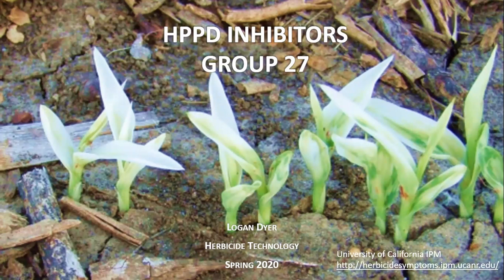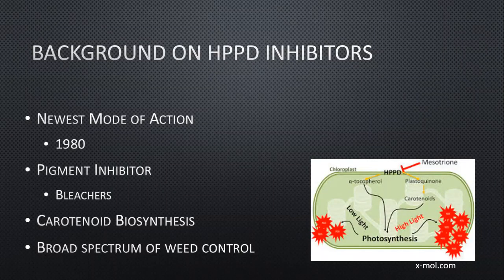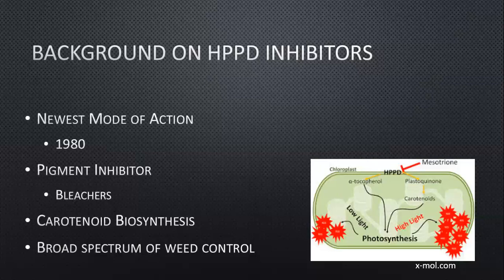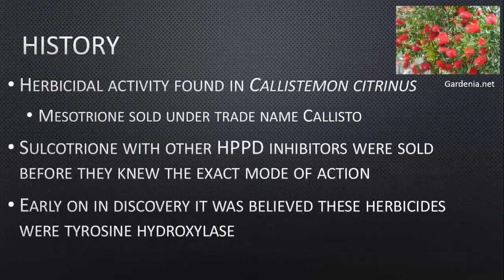My name's Logan Dyer, and we're going to be going over the HPPD inhibitors, group 27 herbicides. So just a little background on the HPPD inhibitors. They are our newest mode of action, first being put on the market in 1980, but not actually understood what the specific site of action was. We knew they were pigment inhibitor, bleaching herbicides, but it wasn't until the late 90s, early 2000s, where they were finally put as carotenoid biosynthesis. And these herbicides have a broad spectrum of weed control, able to control both broadleaves and grasses, pre and post-emergent.